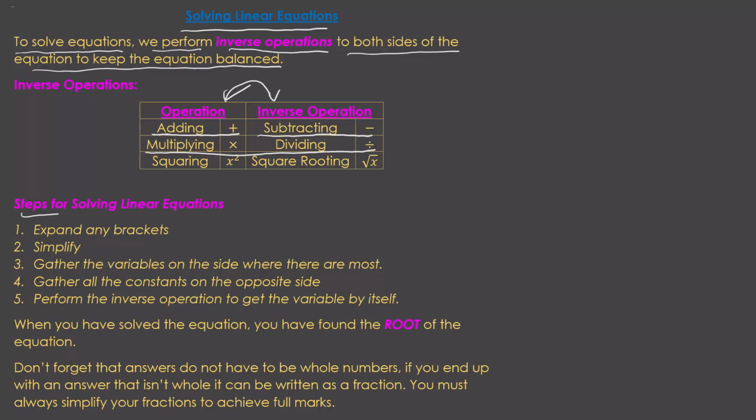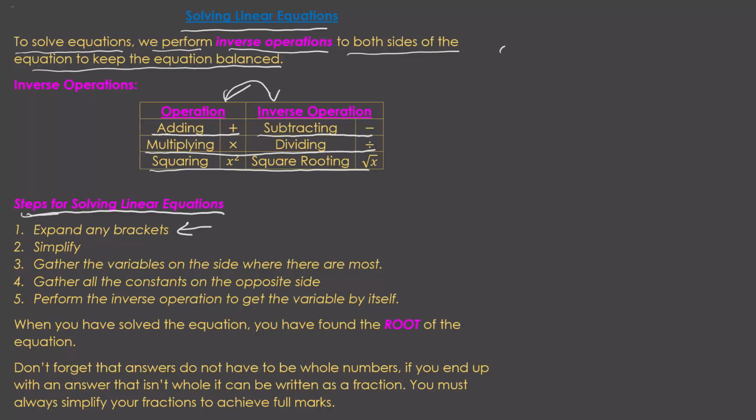And of course, there are other things that you can do to both sides of an equation, such as squaring or square rooting. So what about the steps for solving linear equations? Well, the first one listed here is expand any brackets.